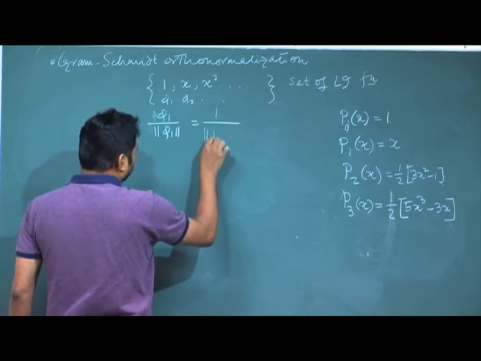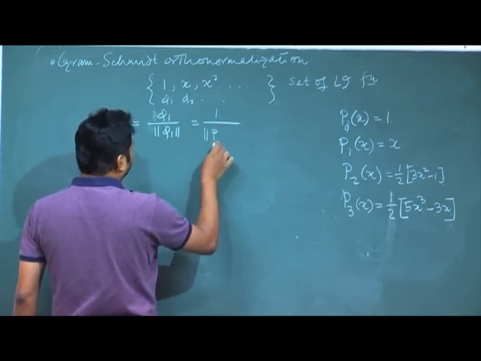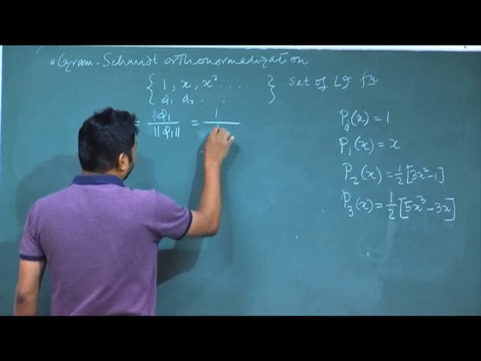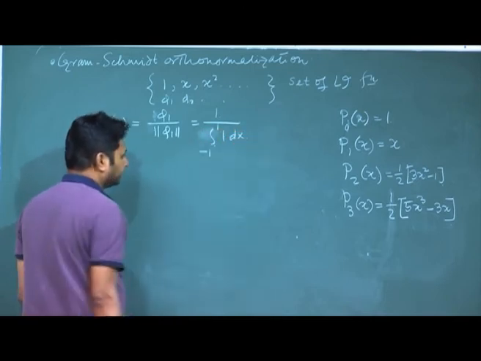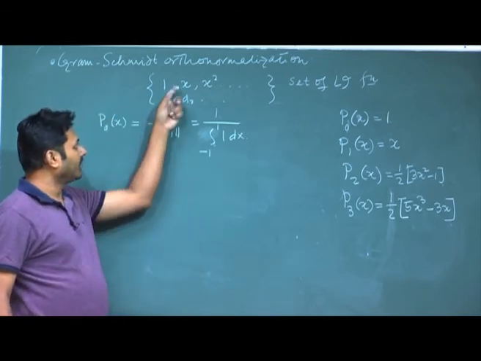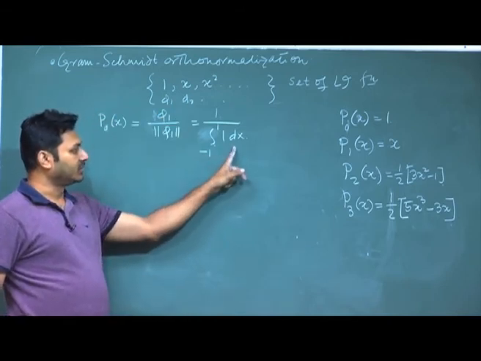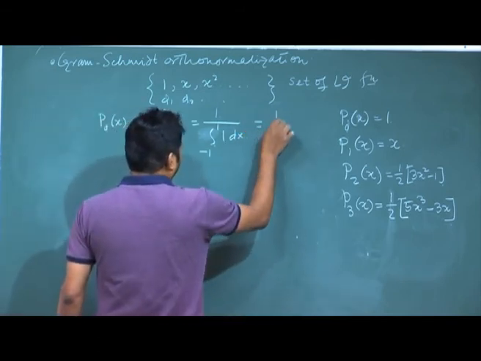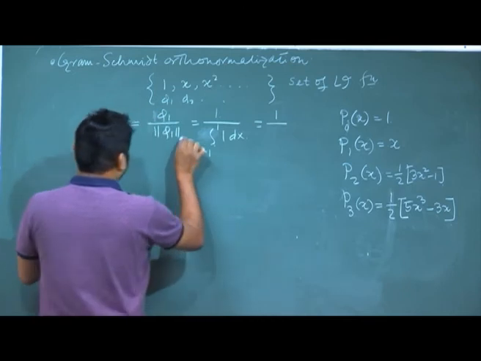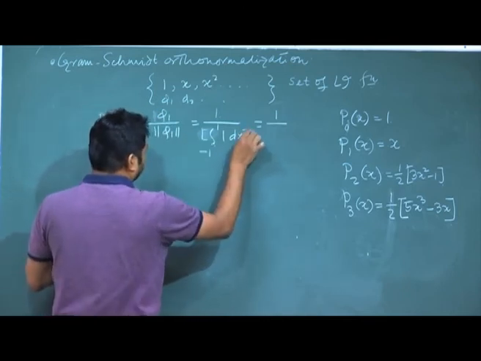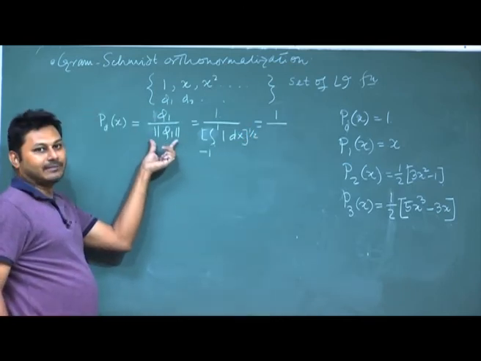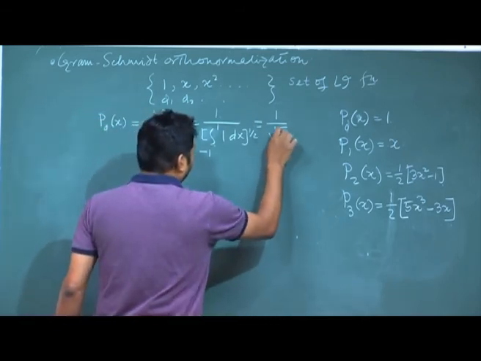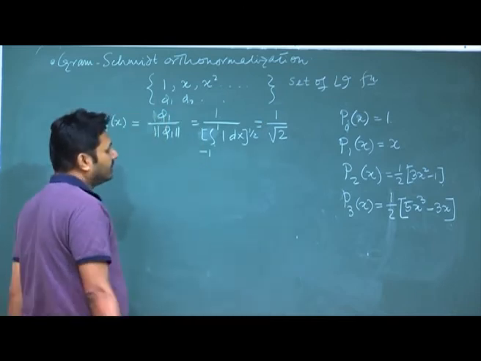and mod of phi 1 is the integral from minus 1 to 1 of 1 dx, the inner product in the minus 1 to 1 limit. So, 1 square is 1. So, the first term is 1 divided by the square root of that, because I am taking the norm. So, if I do that, it is 1 by root 2. So, my first function is 1 by root 2.